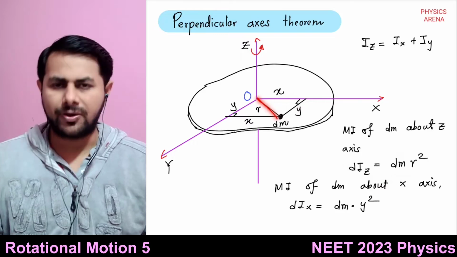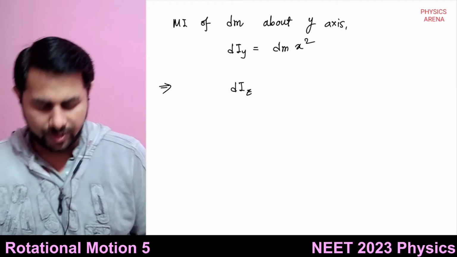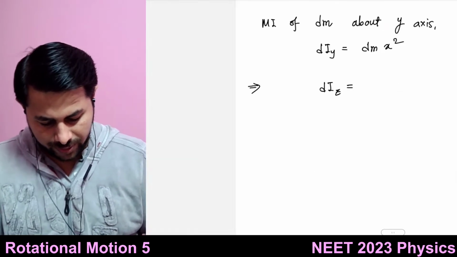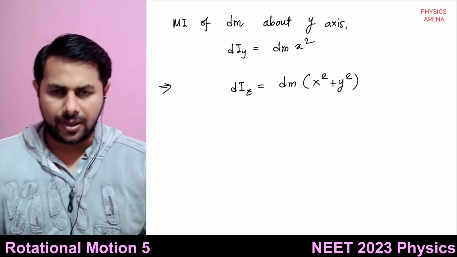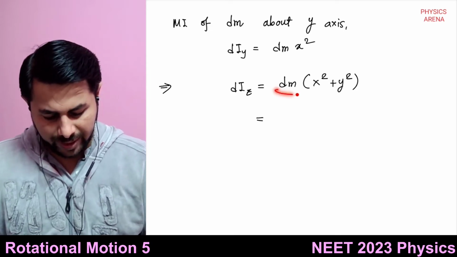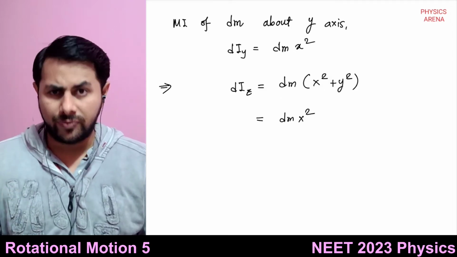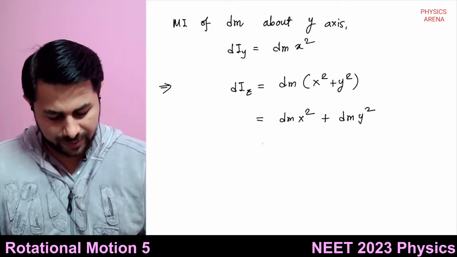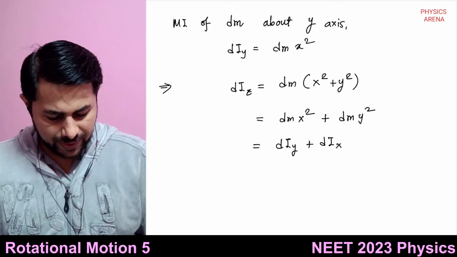Clearly r square is equal to x square plus y square. So therefore what we can say is dI suffix z, the moment of inertia of a small mass dm about the z axis, is equal to dm multiplied by r square, which is equal to x square plus y square according to the Pythagoras theorem. So this is equal to dm multiplied by x square, this is the moment of inertia about the y axis, plus dm multiplied by y square, this is the moment of inertia about the x axis. So it is dI suffix y plus dI suffix x.